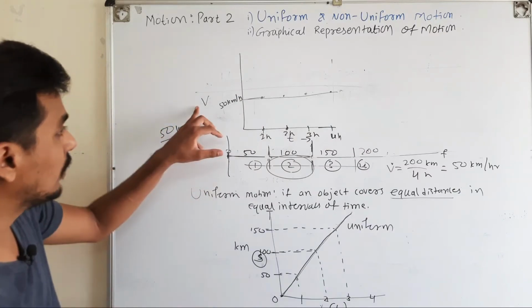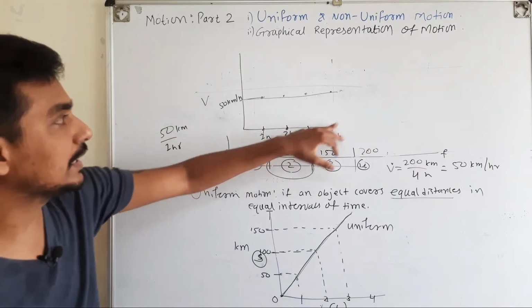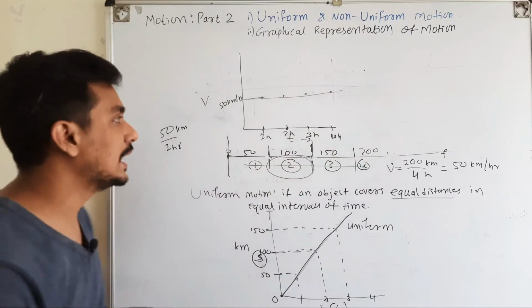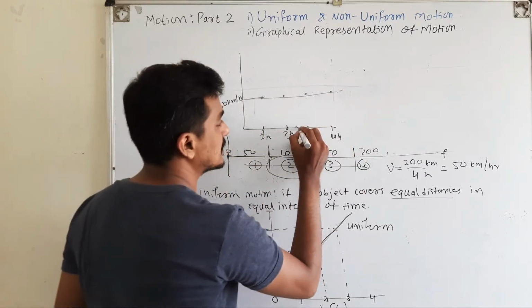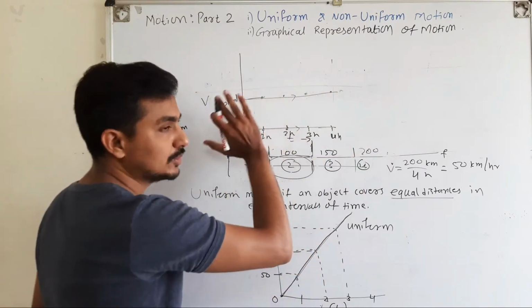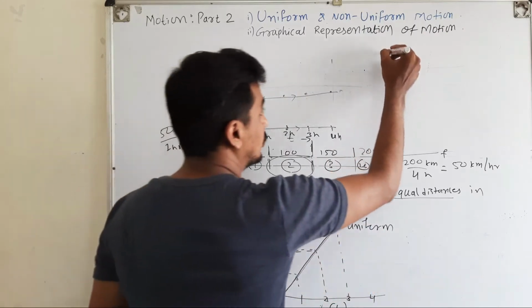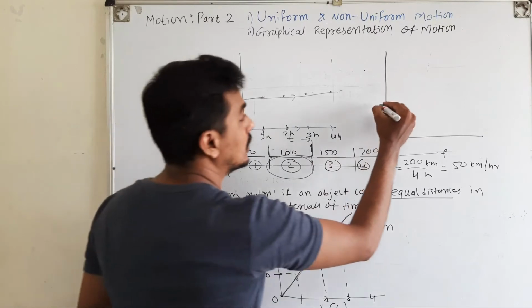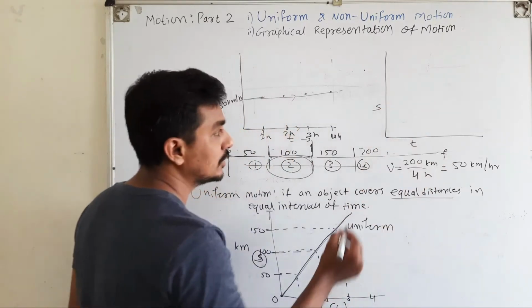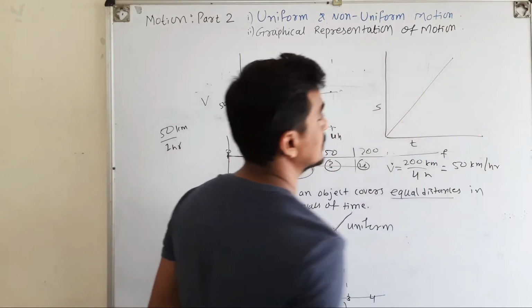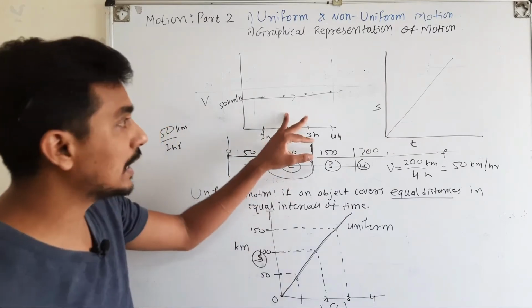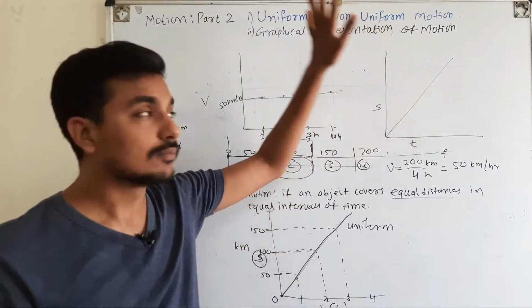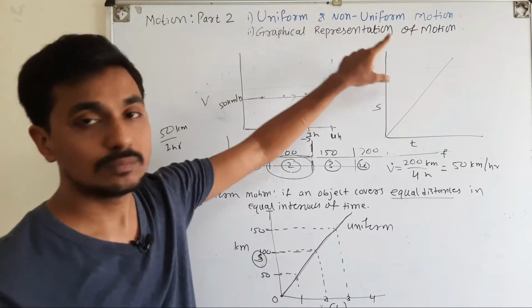So if you draw a velocity time graph, then you will get a graph like this, a line parallel to the time axis. But for the same motion, if you draw a distance time graph, then you will get a graph like this. Okay, so both graphs represent the same motion, the uniform motion.